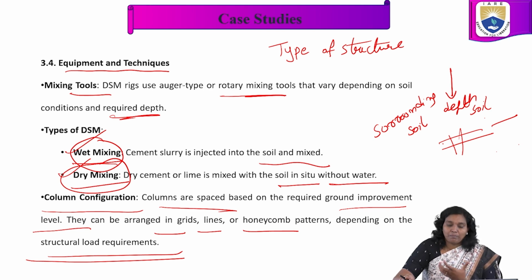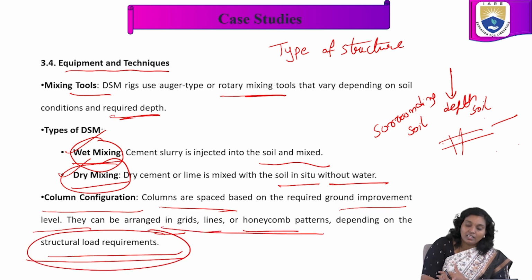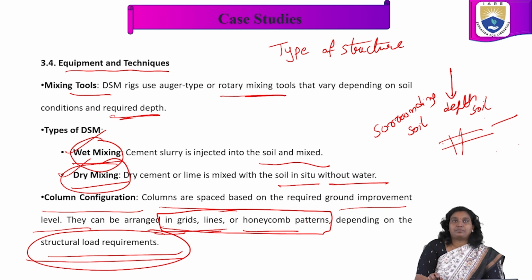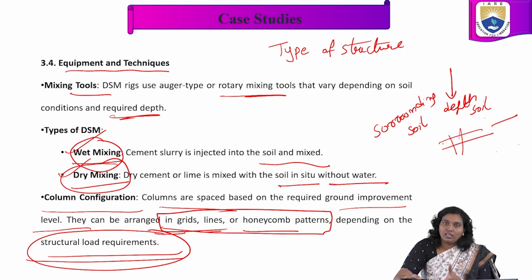The structural load requirements are the parameter for arranging the type of column configuration. For a bridge, the load requirements are different, and for a building, the load requirements are different. In bridges, heavy moving loads are there every time, on top of the large dead weight of the bridge. Coming to residential buildings, heavy structures, or industrial construction, these are the various parameters involved in the structural load requirements.